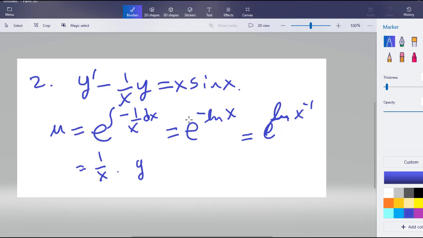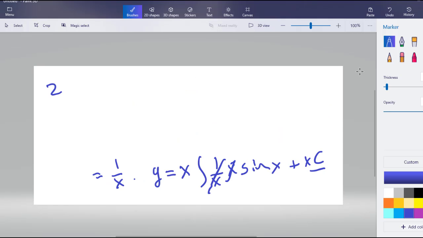Using the formula for the solution, y is 1 over mu. 1 over x is x, times the integral of mu q, plus c divided by mu, but if you divide by 1 over x, it ends up being a factor of x. These x's cancel, and so we can write down the solution. The integral of sine is negative cosine, so we'll have negative x cosine x plus c times x.